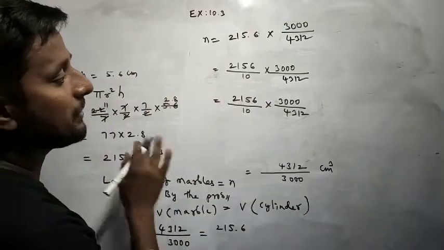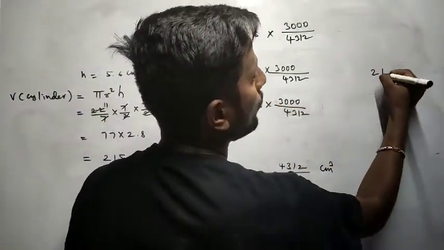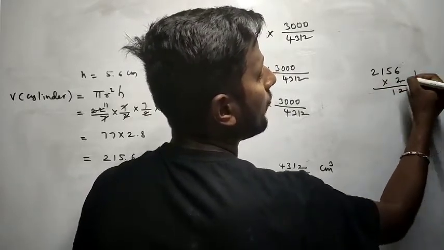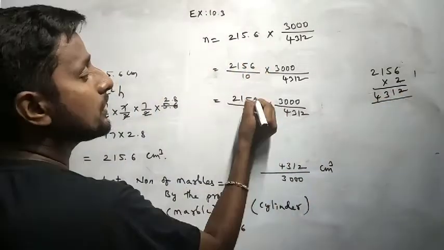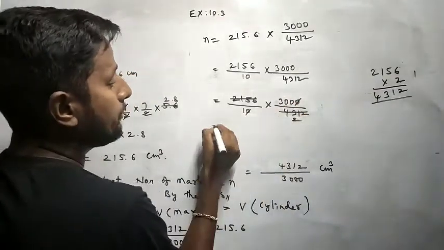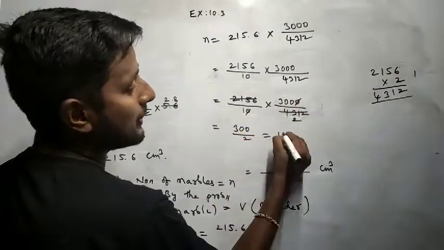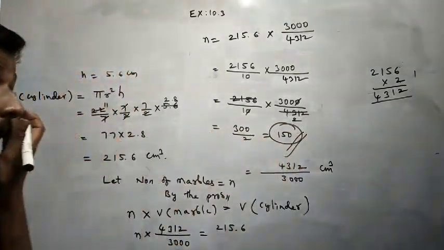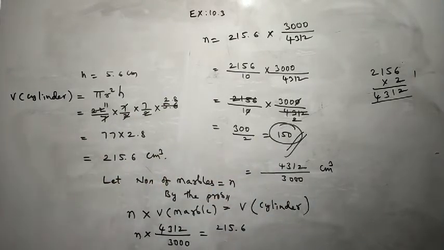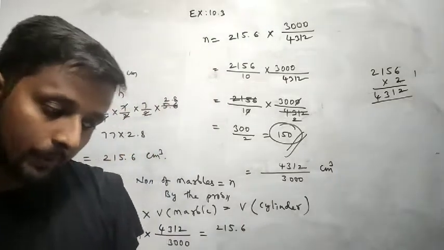Now this is a simplification. If you look at 2156 into 2, 2 6s are 12, 1 carry, 10 plus 1, 11, 1 3, 4, yeah, 4312. So the twos cancel, and the 0s get cancelled. So the simple answer is 300 by 2, which is nothing but 150. What is 150? It is n, the number of marbles. That means we require 150 marbles to raise the water level up to 5.6 centimeters. Okay, got it?